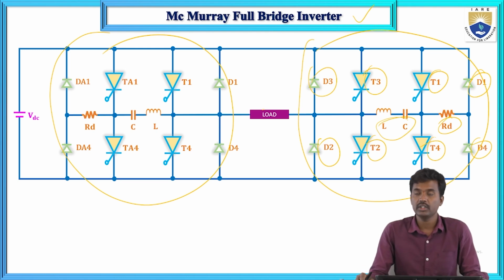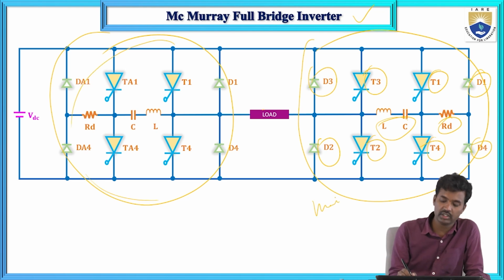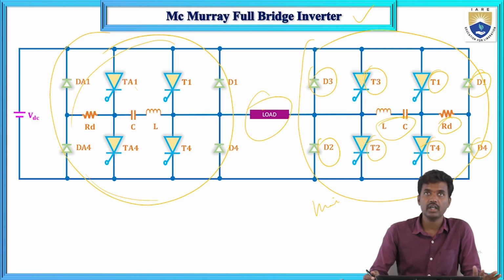To commutate, that is to turn off T1, T2, T3, T4, we are using auxiliary thyristors and auxiliary diodes. These are the auxiliary thyristors, this is the main thyristor, and this is the load. Here we have TA1, TA2 and DA1, DA2. The auxiliary thyristors are also connected in anti-parallel fashion.